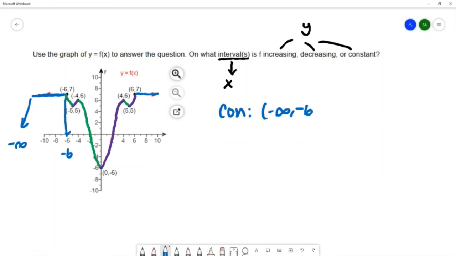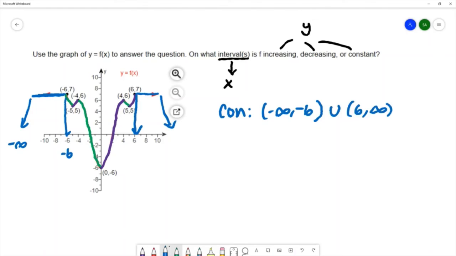And depending on your book's definition of increasing, decreasing, and constant, you might put a bracket on this or you might put a parenthesis. For our college algebra book, we use a parenthesis. And then this piece of the graph is also constant, starting at 6, going to infinity. So it's also constant from 6 to infinity.